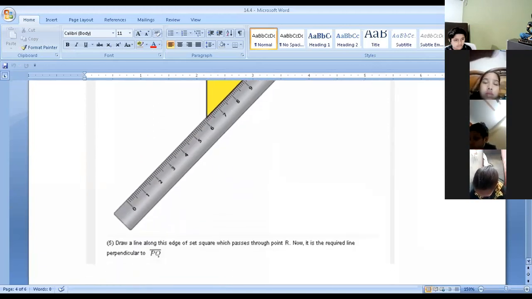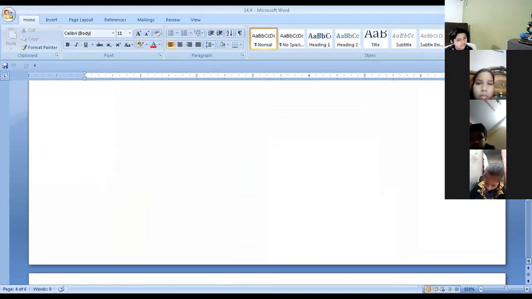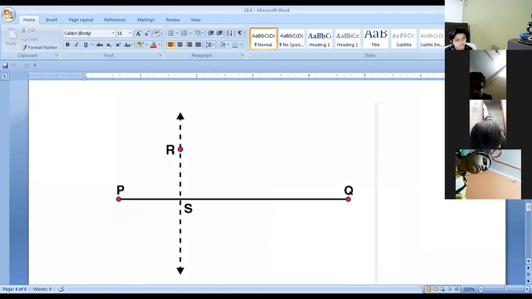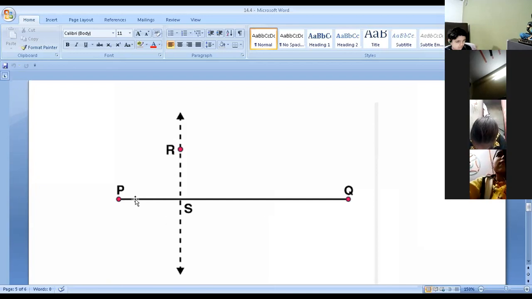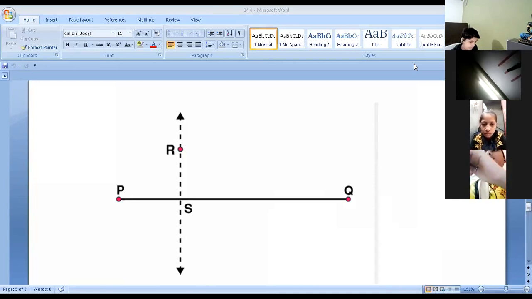Now, using a set square, draw a line like this. Where you have touched the set square on R point, draw a straight line over there. Now here you can see RS is perpendicular to PQ. This is question number 2. Using set square and ruler we have drawn a perpendicular line.